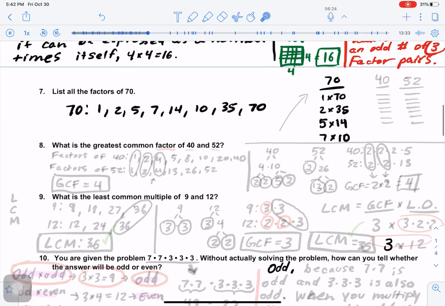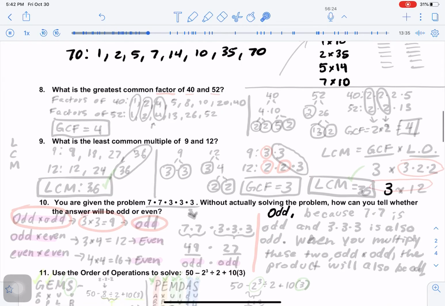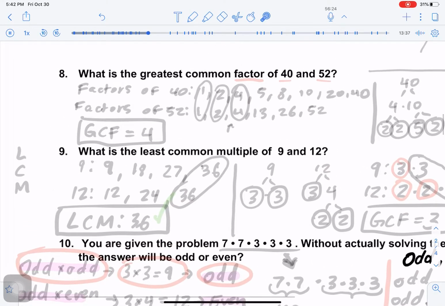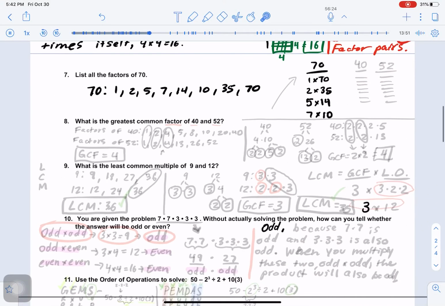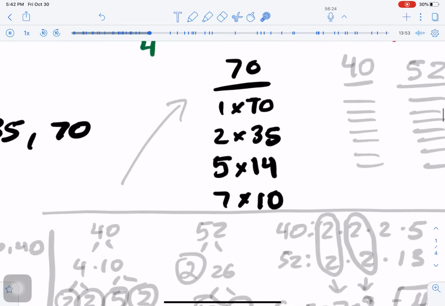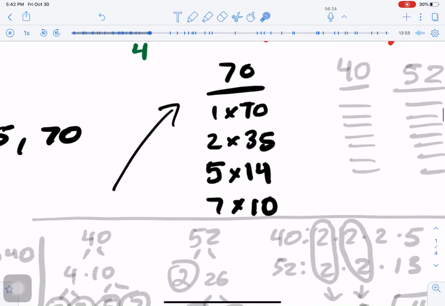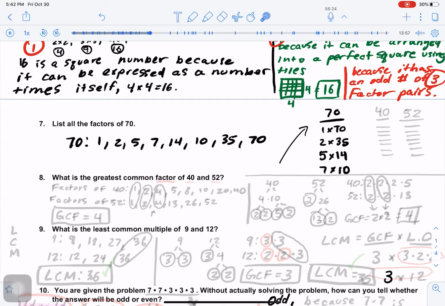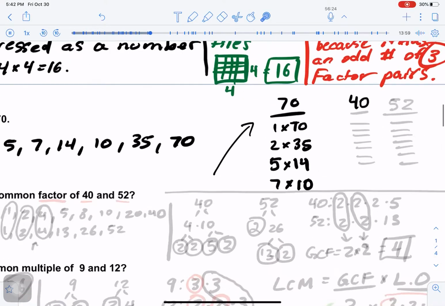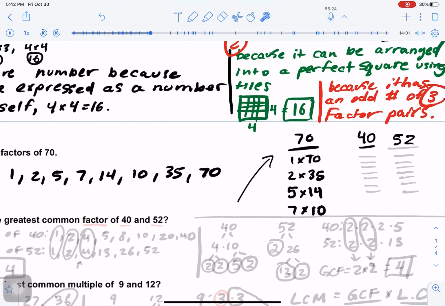Number 8 asks us to find the greatest common factor, the GCF, of 40 and 52. Now, we've done this using 2 different methods. We can either list all the factors of 40, list all the factors of 52, and circle the common ones. To do this, you could make a list similar to what we did up here with the number 70, but you would use the numbers 40 and 52.